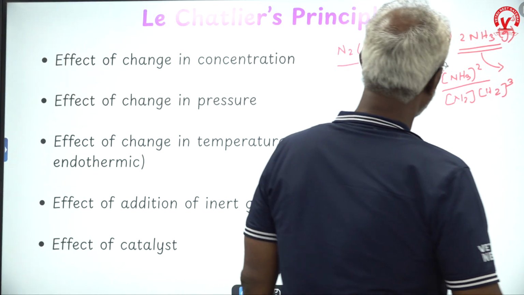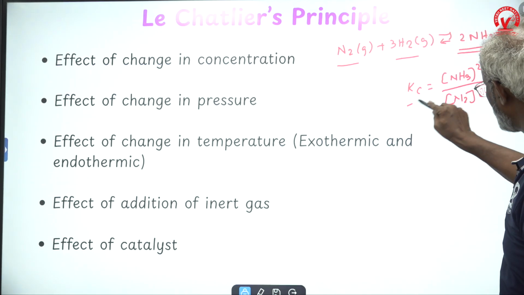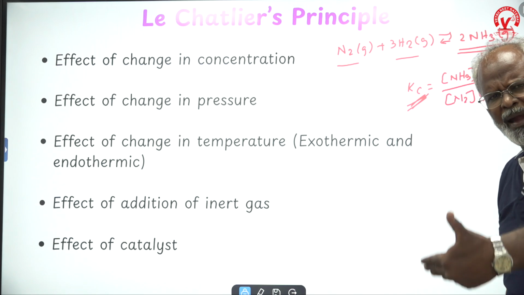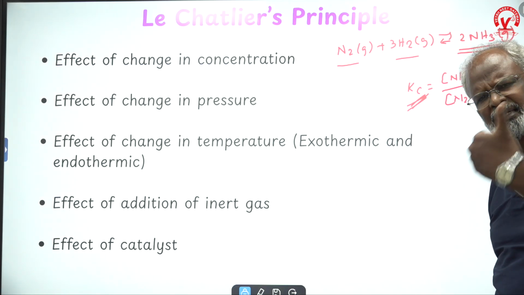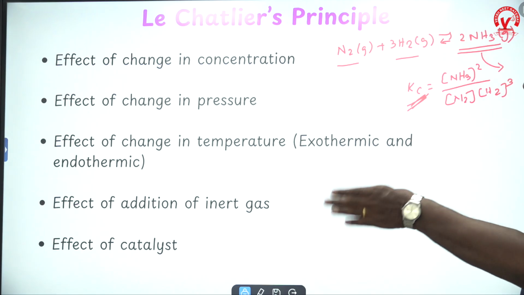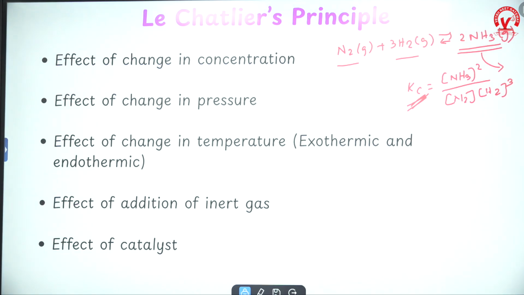So now what happens? In order to get back to Kc, more ammonia will be formed, or more reactants will react to give more products, so that we get back this Kc. It will always try to maintain equilibrium. Whatever conditions you change, it will try to attain equilibrium. That is what is explained by Le Chatelier's principle.